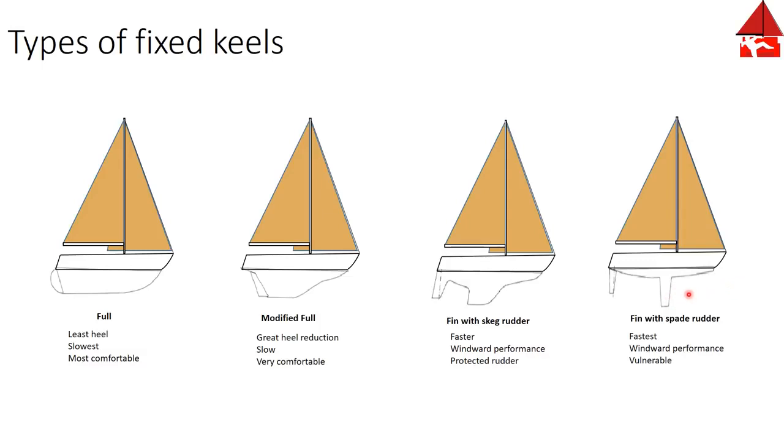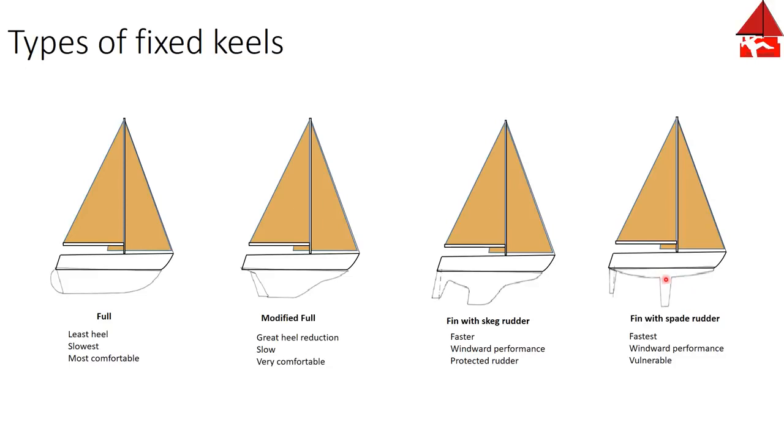Next kind of keel we want to talk about is a fin keel with a spade rudder. Now, like the aforementioned fin keel with a skeg rudder, the fin keel with a spade rudder is smaller, has the fastest performance and better windward performance due to the reduced amount of wetted surface.